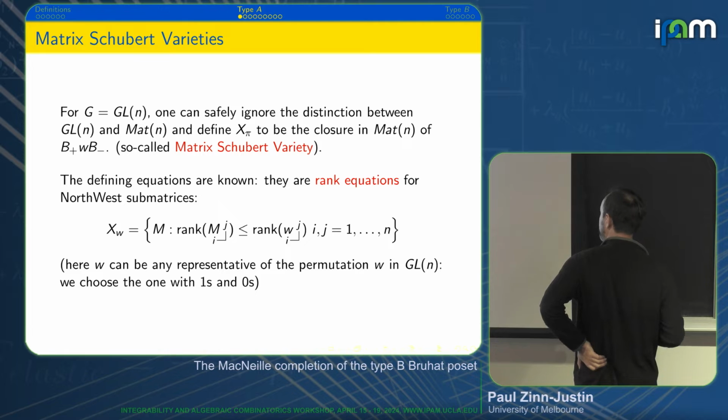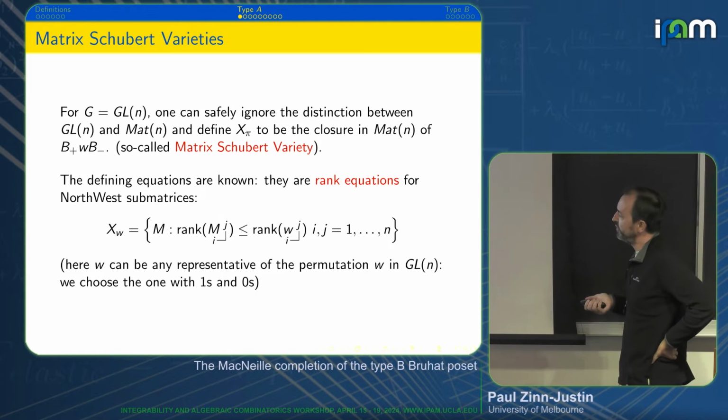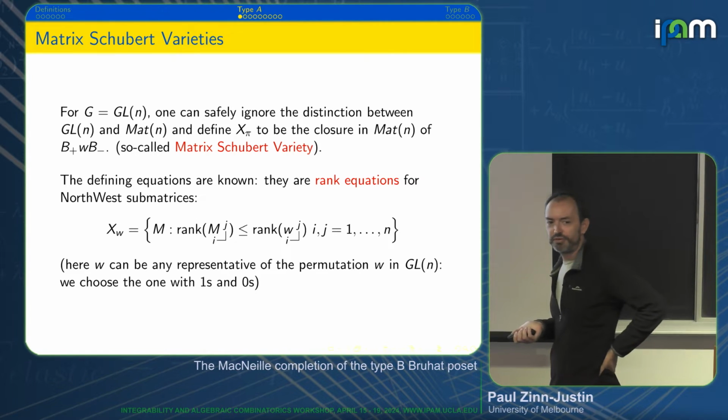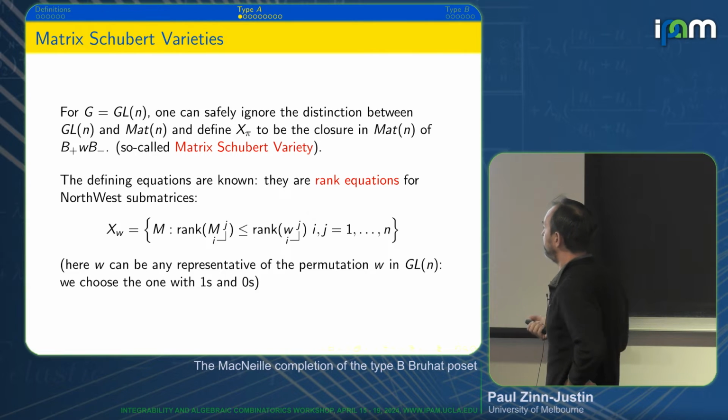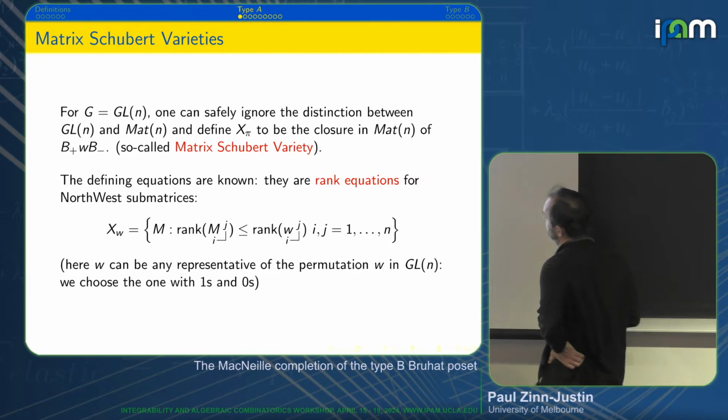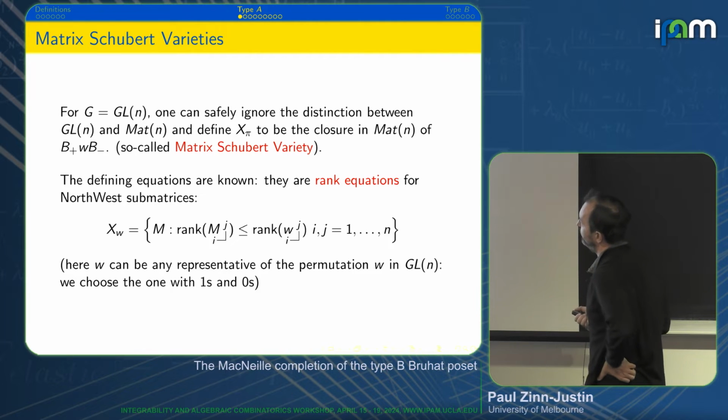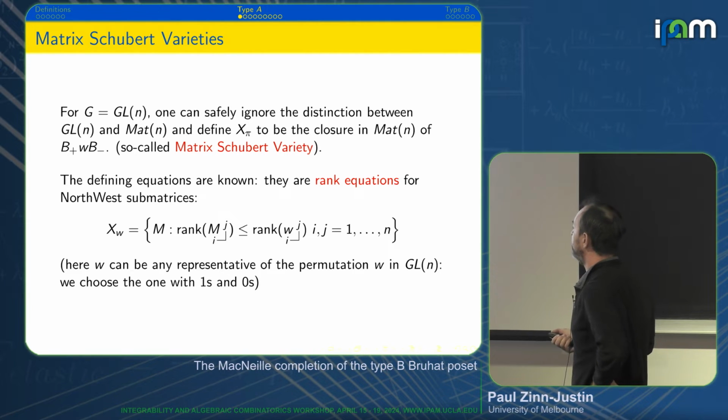OK, so now comes the general description. This is well known. I don't know who wrote this first, but you can write explicitly the equations defining XW as an algebraic subvariety of n by n matrices. They are always rank conditions involving northwest submatrices of the matrix. So we saw some examples.